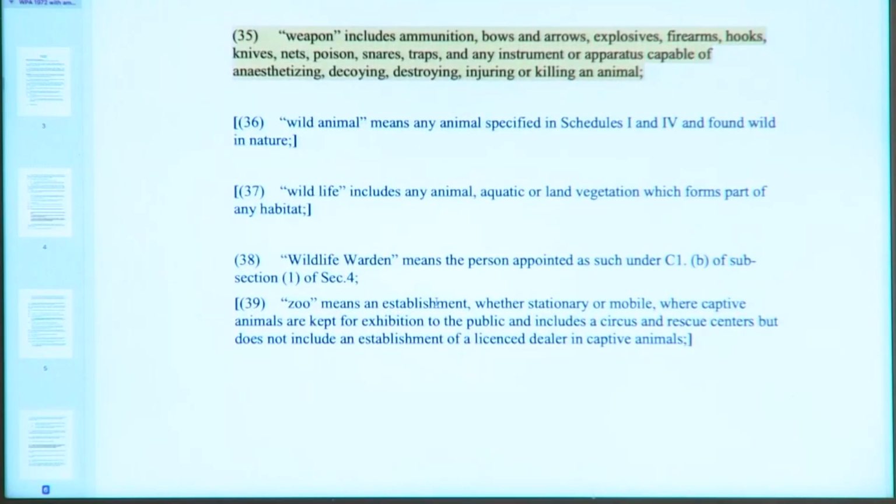Then we have weapon, which includes ammunition, bows, arrows, explosives, firearms, hooks, knives, nets, poison, snare, trap, or any equipment or apparatus capable of anesthetizing, decoying, destroying, injuring, or killing an animal. So, for instance, if somebody goes into a forest with a darting gun and uses that darting gun to immobilize an animal and to capture that animal, in this case, this darting gun becomes a weapon, because it is something that is capable of anesthetizing the animal, and the act of immobilizing or anesthetizing the animal, or even the attempt, is hunting as per the Wildlife Protection Act.